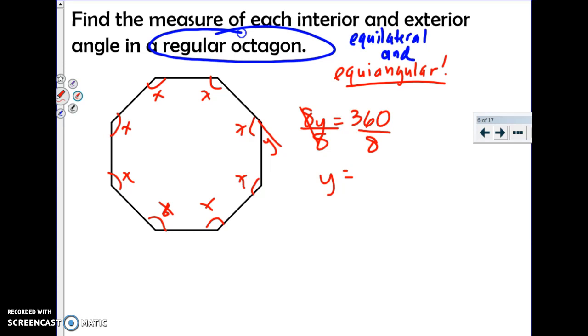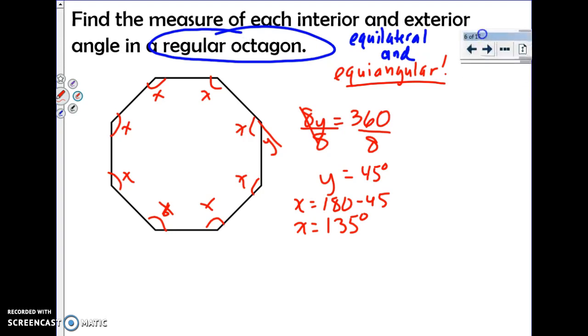All right, 360 divided by 8 is 45 degrees. So that actually might be the easy way to go because now I can find the interior by doing 180 minus 45. So all my interior should be 135.